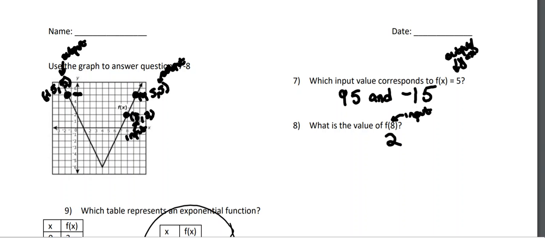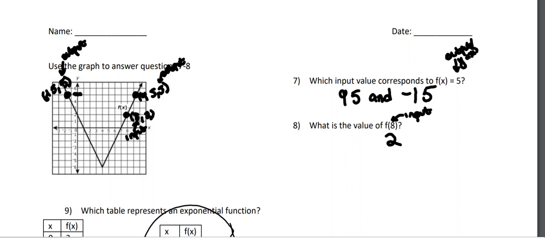But if you look at 5 on the y-axis and find the points that have 5 as the y value, you see 9.5 and -1.5. So the two inputs that give us an output, or a y value, or an f of x value of 5 are 9.5 and -1.5.